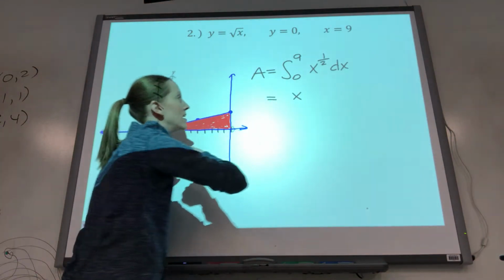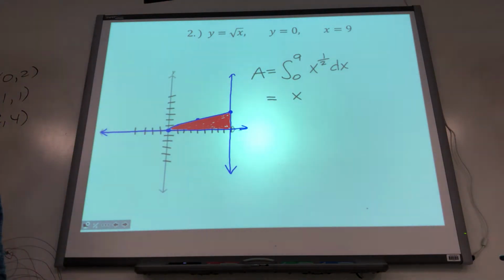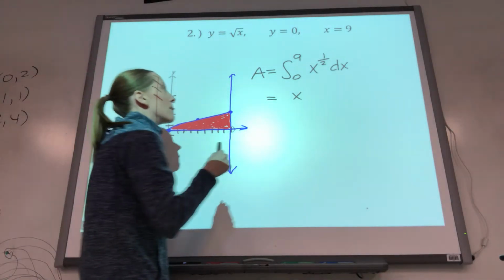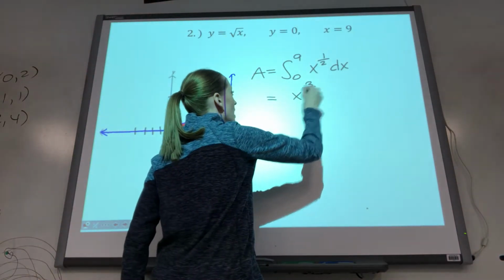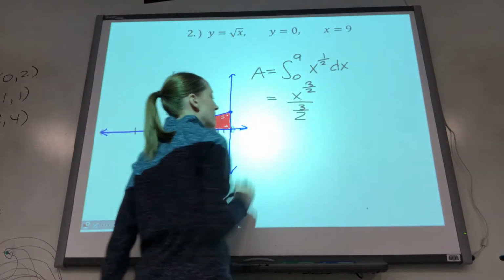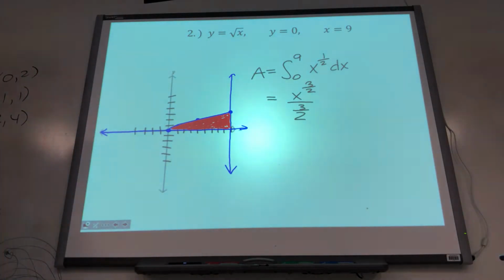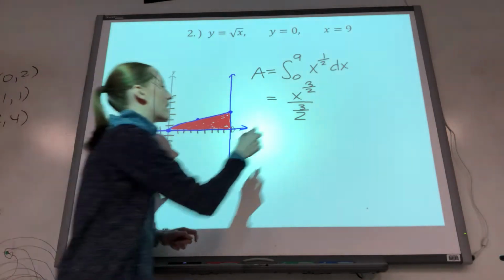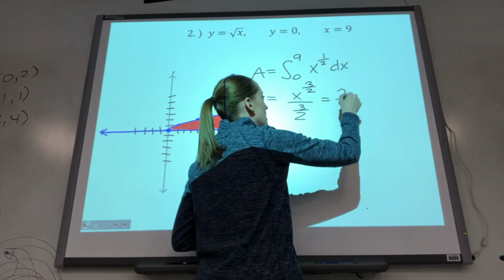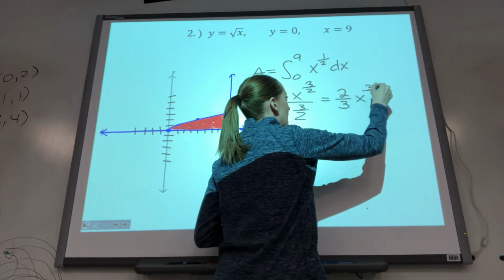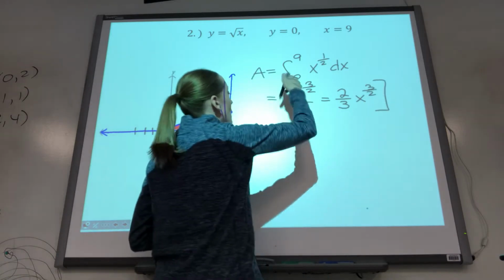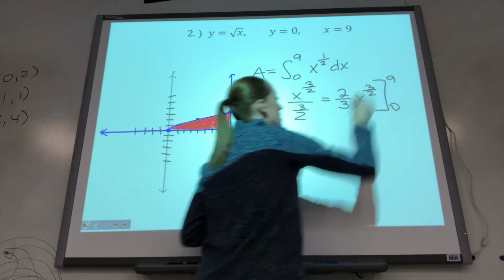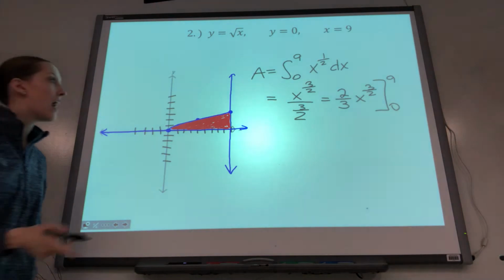Now add 1 to my power. So take a 1/2, add 2 halves. That ends up being x to the 3 halves, all over 3 halves. But the fraction on bottom, I want to flip that over, turn it into 2/3, x to the 3 halves power. And we're going from 0 to 9.